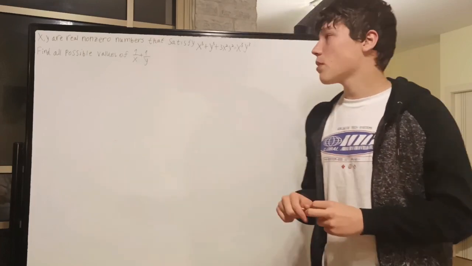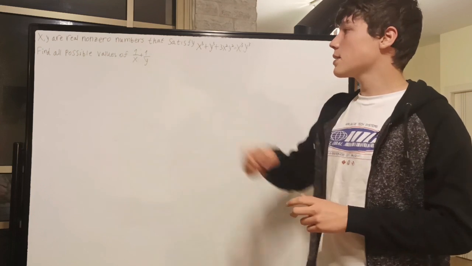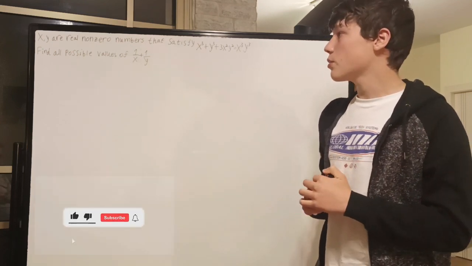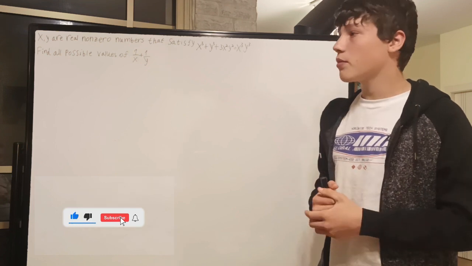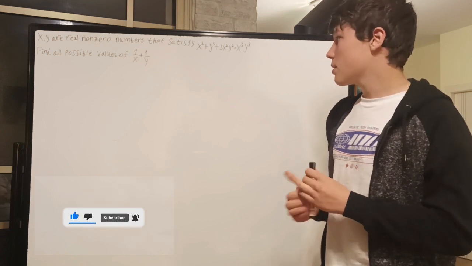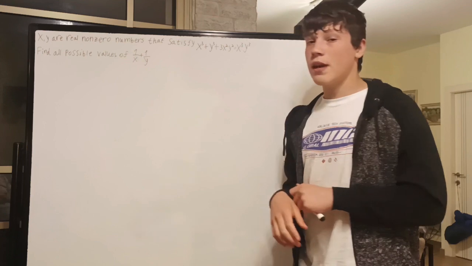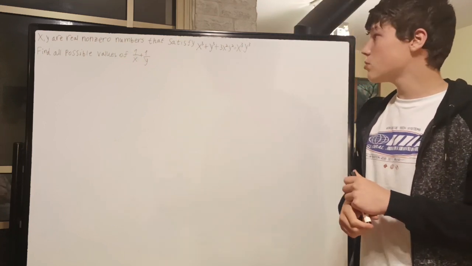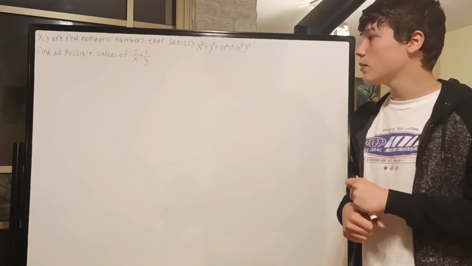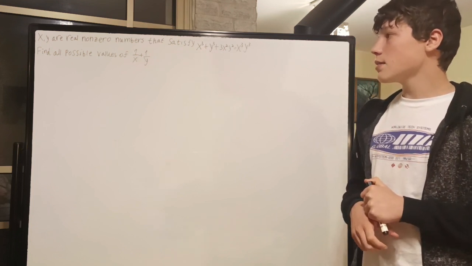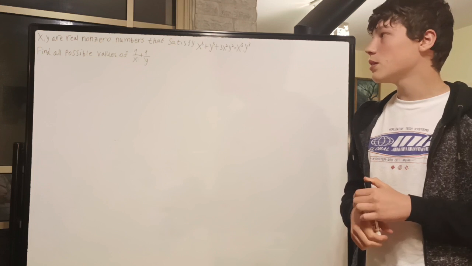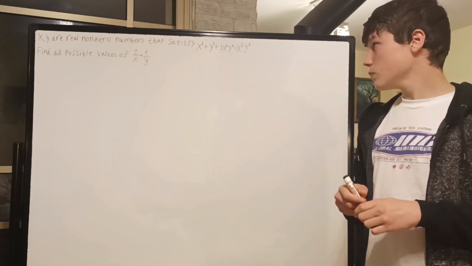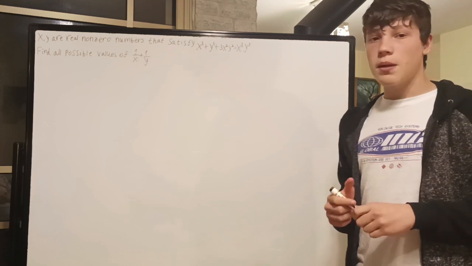Today we're going to do this problem. So here we have x and y are real non-zero numbers. So they're real and they're not zero. And they satisfy this equation. So we have x cubed plus y cubed plus 3x squared y squared is equal to x cubed times y cubed. And we are asked to find all possible values of 1 over x plus 1 over y. Okay, let's begin.